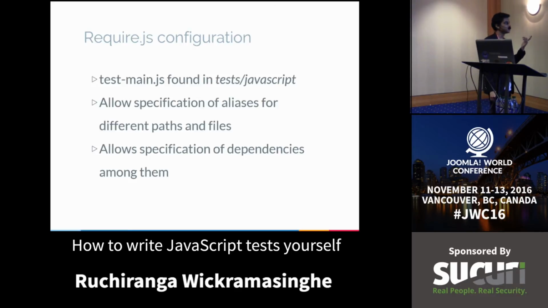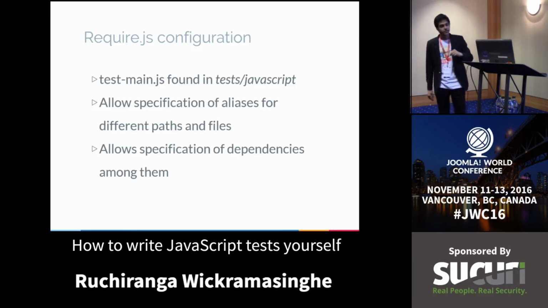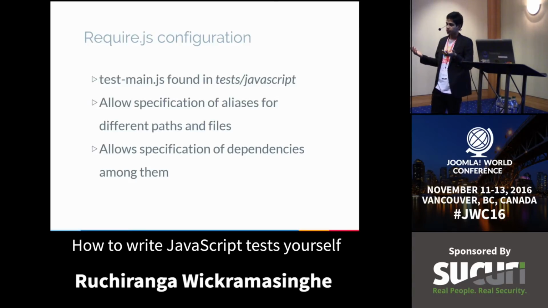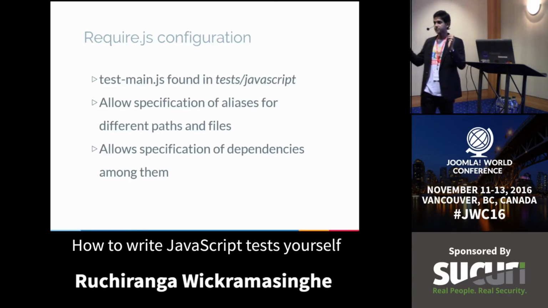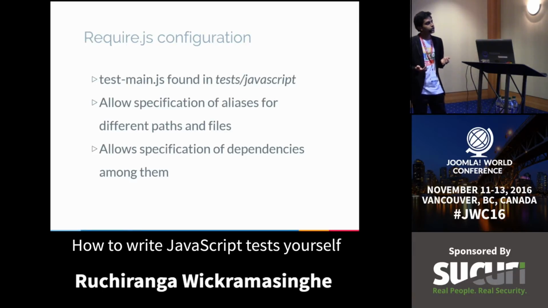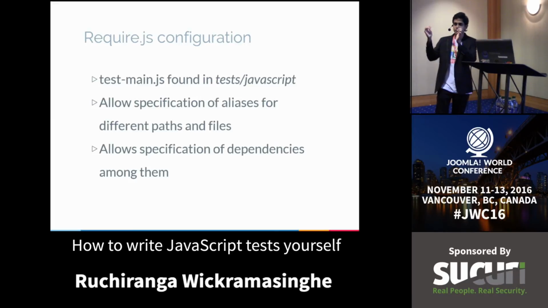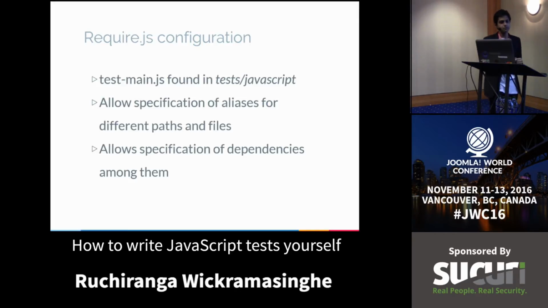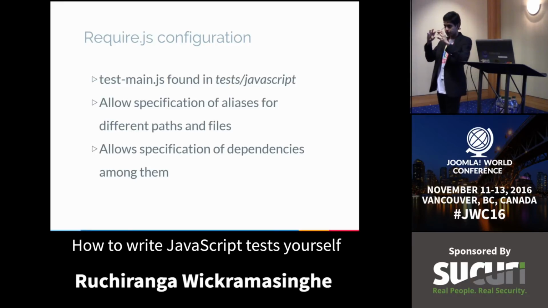The test.js file that is auto-generated by require.js gives us two things. So it allows us to specify aliases. That is basically when you specify the dependencies in the tests, in whatever files you write code, you can have aliases defined for specific directories, and you do not need to write the whole thing. You can use those aliases whenever you need to load that file as a dependency. And also it allows the specification of dependencies in libraries as well.